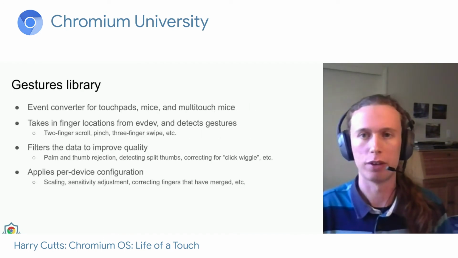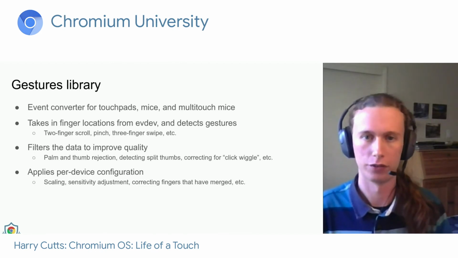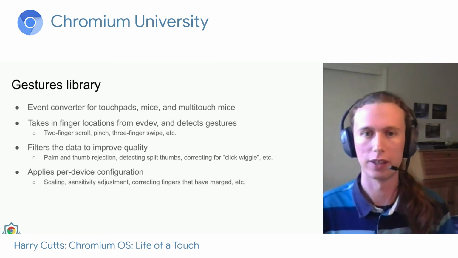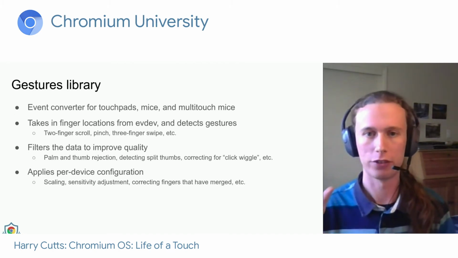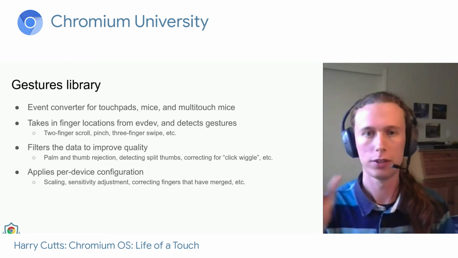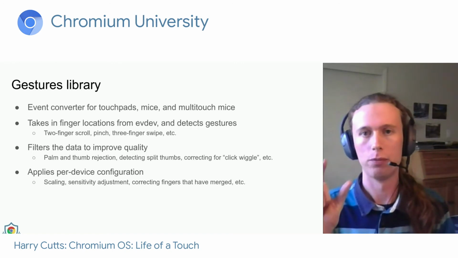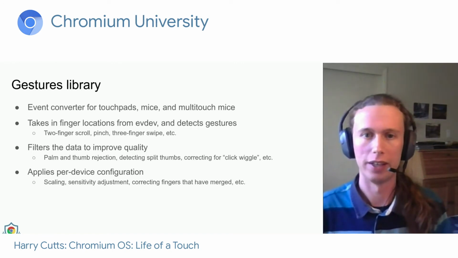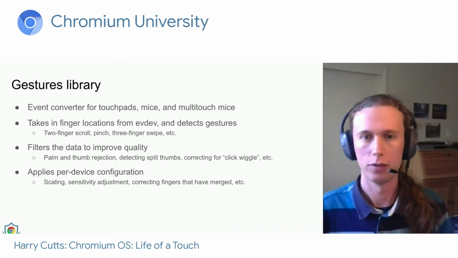So the gestures library forms the core of the event converter for touchpads, mice, and multi-touch mice. And it takes in those finger locations and gives us a gesture structure. So for example, if I have my 2 fingers on the pad, like so, and I move them in and out, then I am giving it finger locations, and the gestures library will output a pinch gesture structure with magnitude, telling the rest of Chrome how much I'm moving my fingers. But we can't just do that.